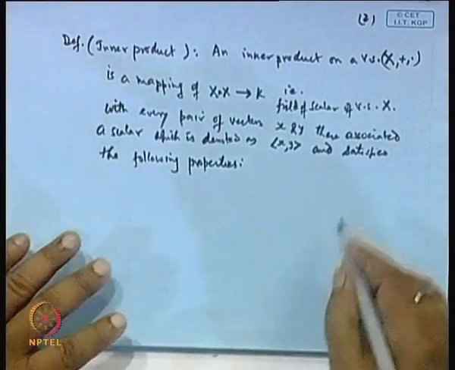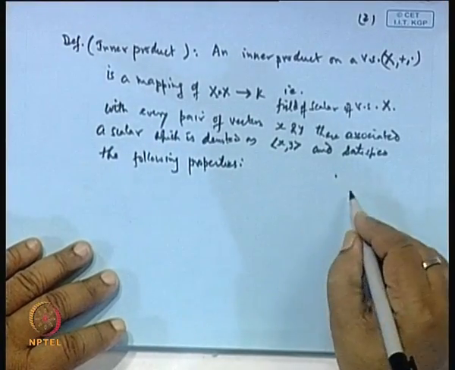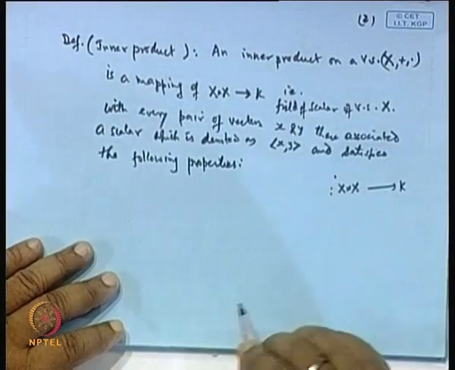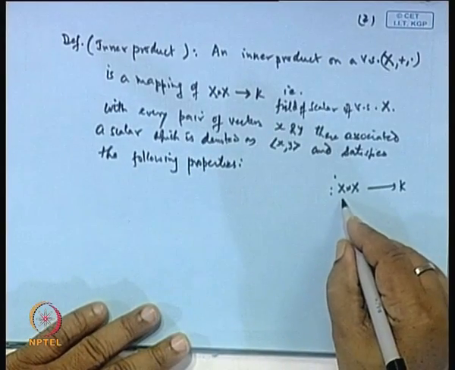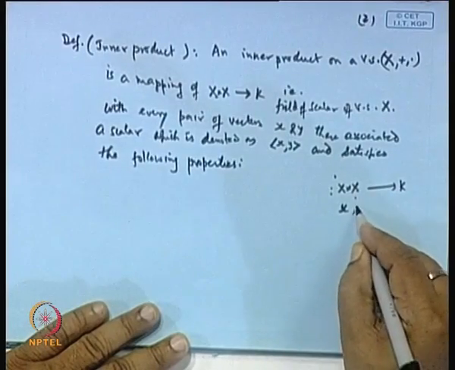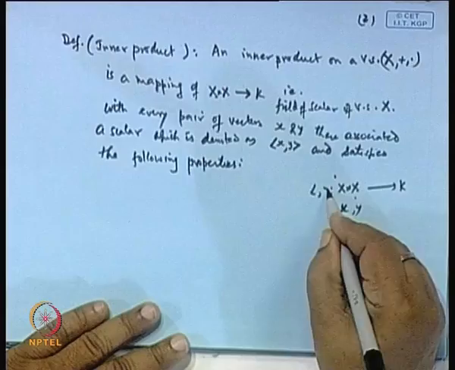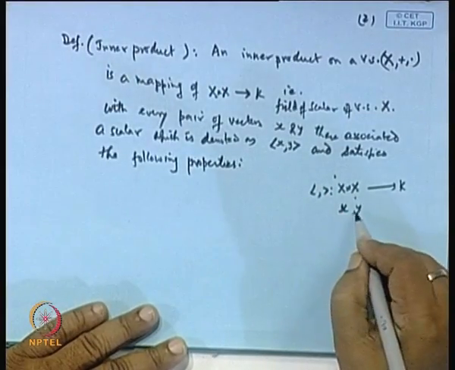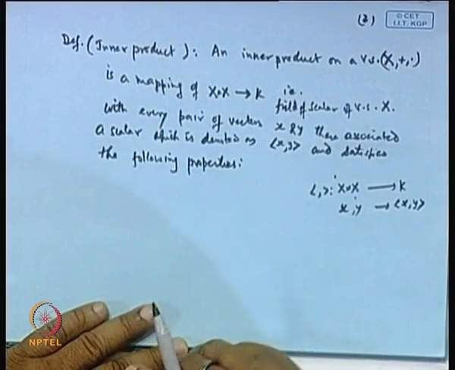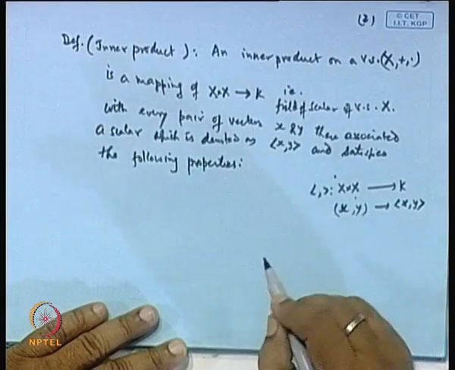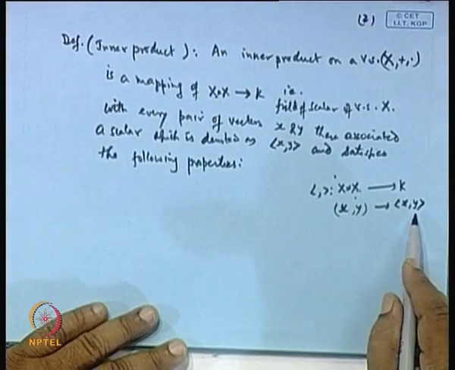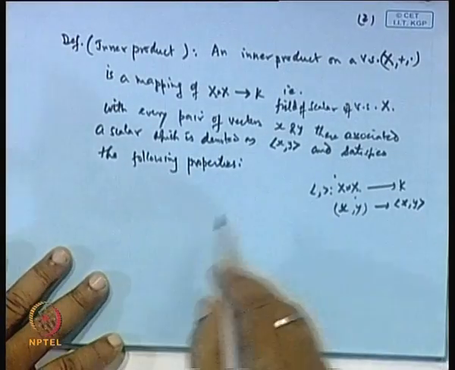Clear? This is our X cross X, and we have a mapping from X cross X to K. Pick up two points x and y, x here and y here, and this is the mapping which will associate this vector to a scalar, the inner product of x and y. Take two points x and y, x belongs to X and y belongs to X, and under this mapping we get a scalar ⟨x, y⟩, which satisfies the following properties.